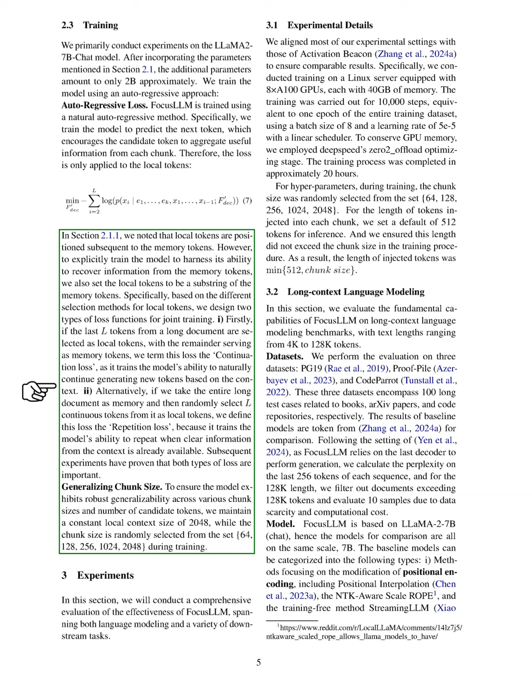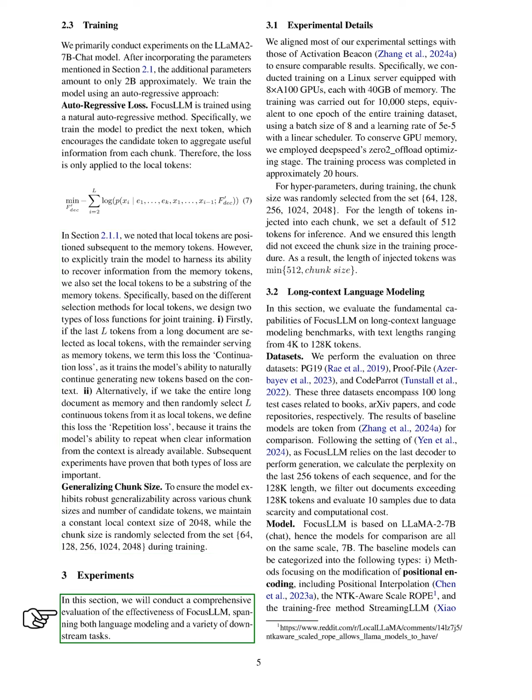To ensure our model is adaptable to different chunk sizes and numbers of candidate tokens, we kept a consistent local context size of 2048 while randomly selecting chunk sizes from a predefined set during training. In the following experiments, we will evaluate the effectiveness of FocusLLM across language modeling and various downstream tasks.